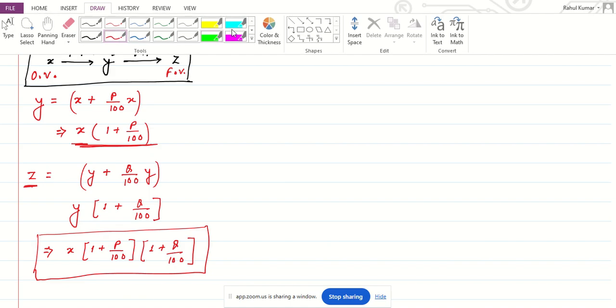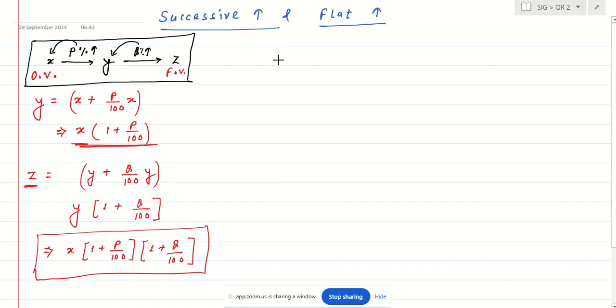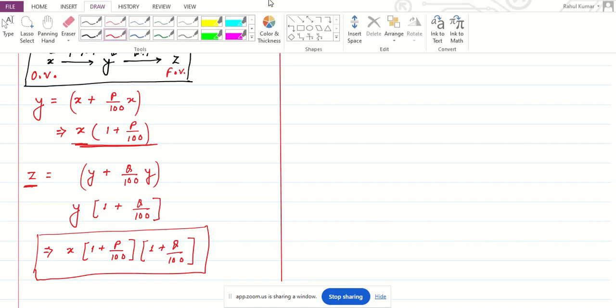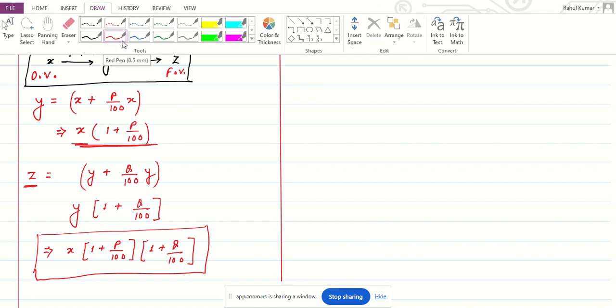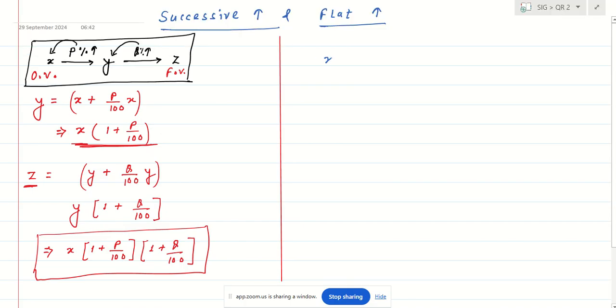Now you look at this side. This is also very, very important. The meaning of flat increment: flat increment means increasing the same thing. Example, let's say I have some value x. I'm increasing it by p percent, and I get y. I'm again increasing, let's say r percent, and I'll get some value z.